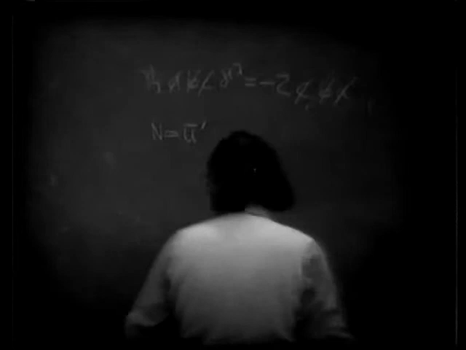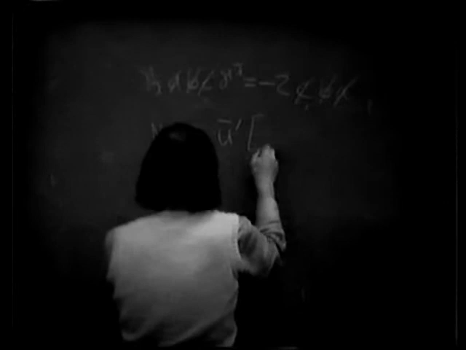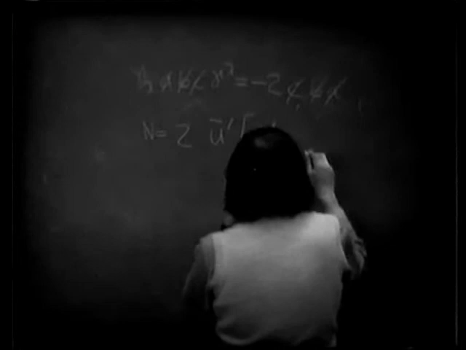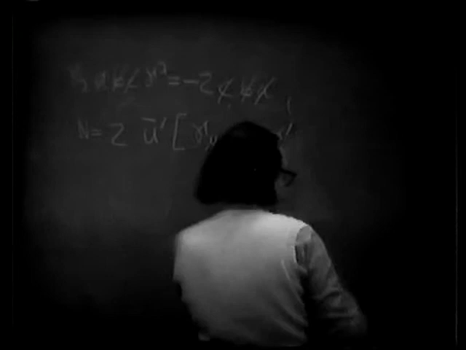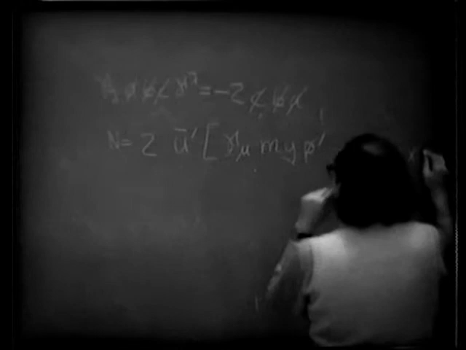N, u bar prime. Okay, there's a big 2 in front. Everything will get a 2, so I'll put that out there. U bar prime. Let's write it this way. There's a gamma mu sitting here. I've anti-commuted, so I get an m. I have a y. I have a p prime slash. Which term is that? This one here. I've anti-commuted those two things and dropped the anti-commutator. Same thing in the second term, from p slash acting on u. The same thing in the other term, p slash m x gamma mu.